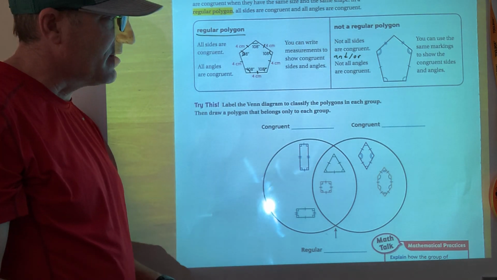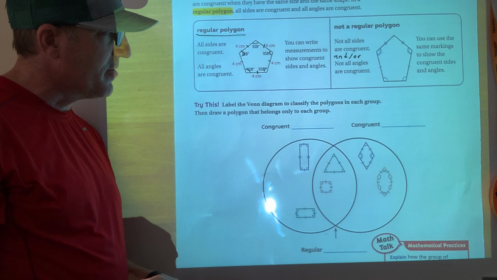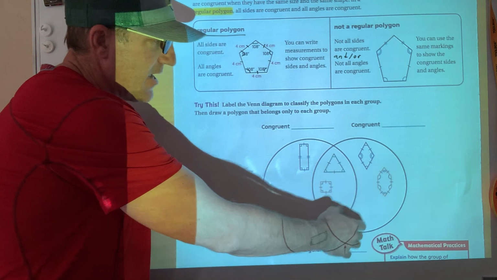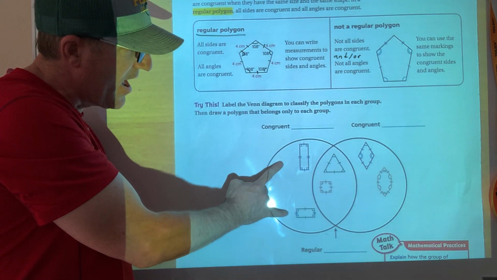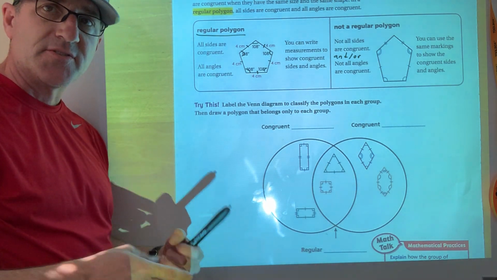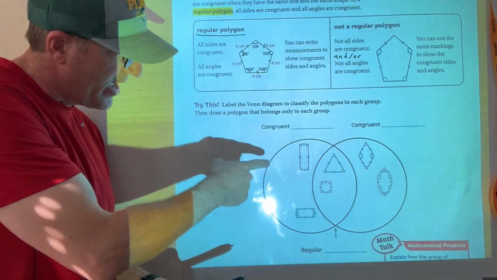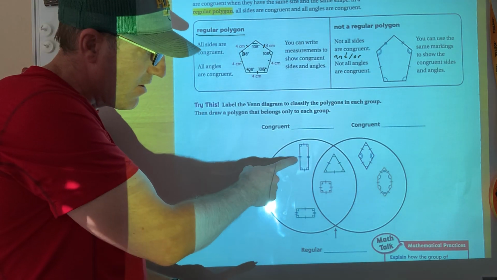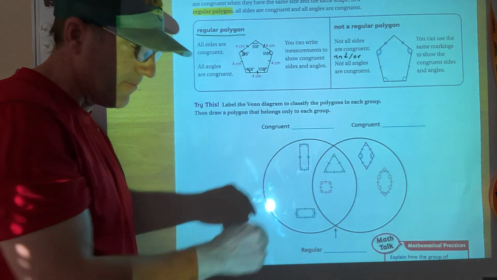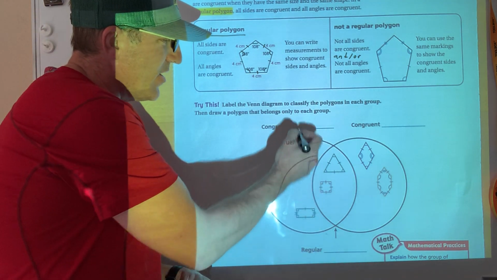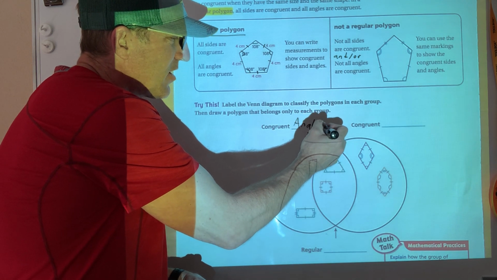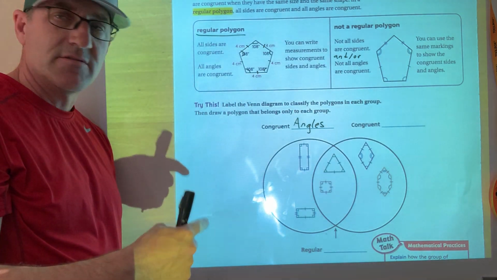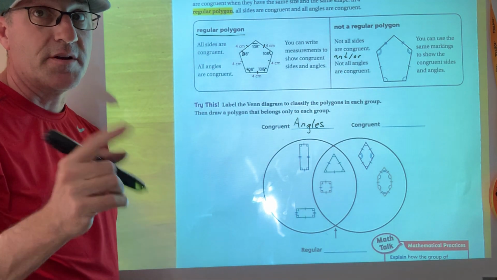So let's label the Venn diagram and classify the polygons in each group, then draw a polygon that belongs only to each group. I'm going to look at this side, then that side, and then the middle. On this side, what do they have? Congruent what? We've only been talking about two things, sides and angles. Does it have congruent angles or congruent sides? I look at the sides, and I can tell right away they're not the same. It's not a perfect square. So this is congruent angles, and these ones look a little different. They're not curved. The reason they're not curved, does anybody know? Right, they're right angles. Those are always marked by a little square, which is important to know later on.